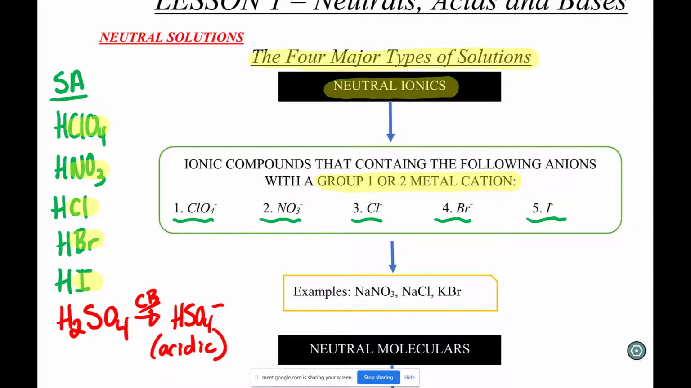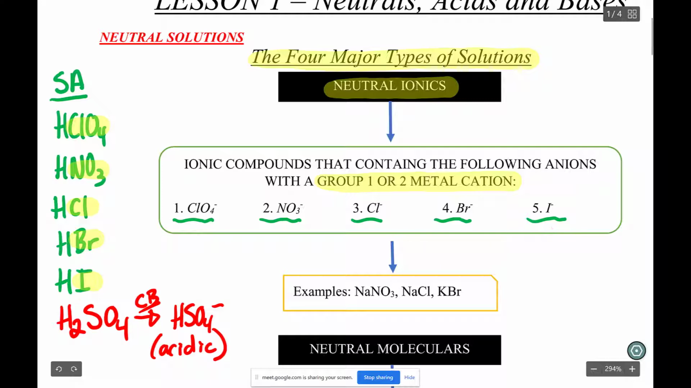So this is what we stick with in terms of what is a neutral ionic. A neutral ionic will be a group 1 or group 2 metal cation with one of these 5 anions, and these 5 anions are the anions in 5 of the 6 strong acids.